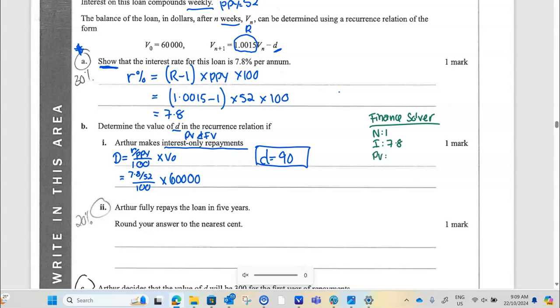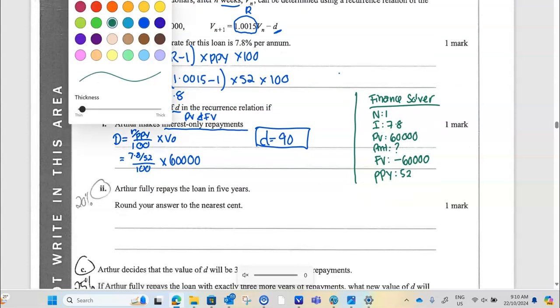The PV, now this is a loan, so he gets a positive 60,000, and the payment is what we want to know, because that's what D is. Now FV in an interest only loan is the same as PV, but the opposite sign, because I still owe the same amount. I'm only going to pay the interest, and then PPY is 52. It's a good way to check. If you've already done it and you're going through your exam, you should check it in a different way.